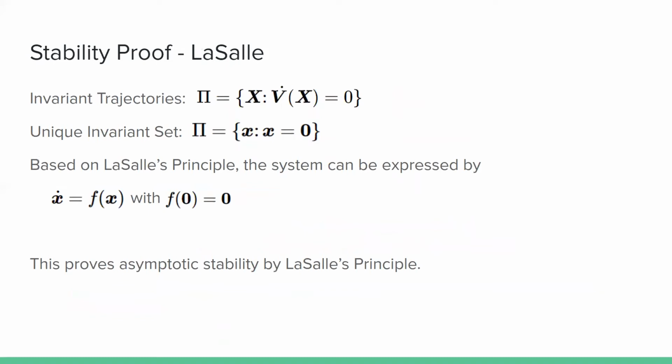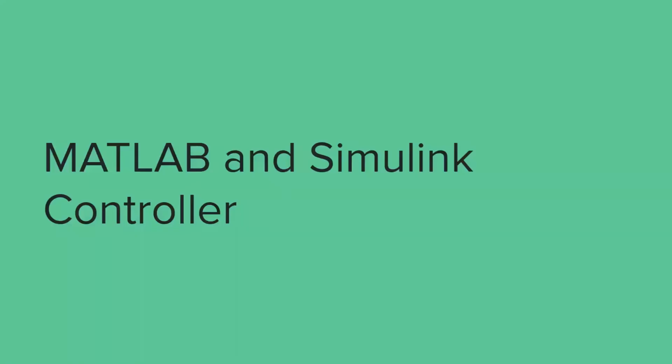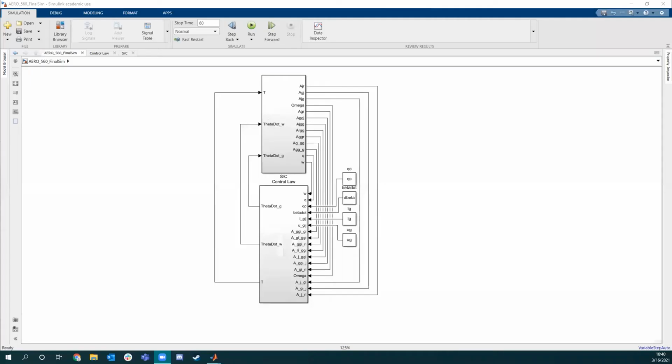LaSalle's theorem shows asymptotic stability with the invariant set shown here as pi. And now we'll go into a quick demo.